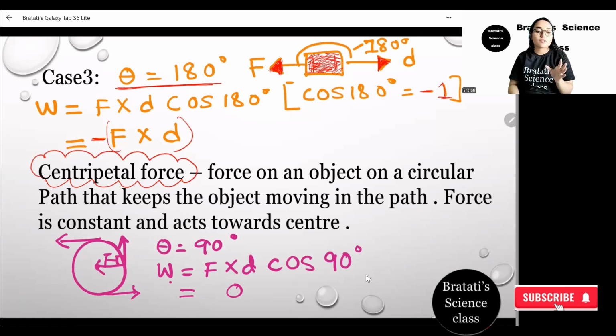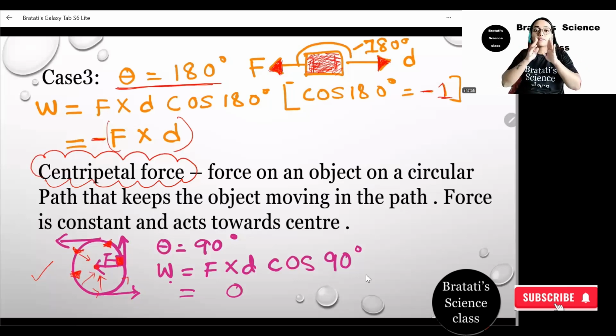Now moving to centripetal force. Centripetal force is the force that is applied on an object which is in circular motion. That is a circular path as in the picture. You can see this is the center of the circle. There is an object. This object is moving like this. Every moment the displacement is there. So the force acting is constant. An object in circular motion always has a constant force acting on it, towards the center. The force every time is acting towards the center.